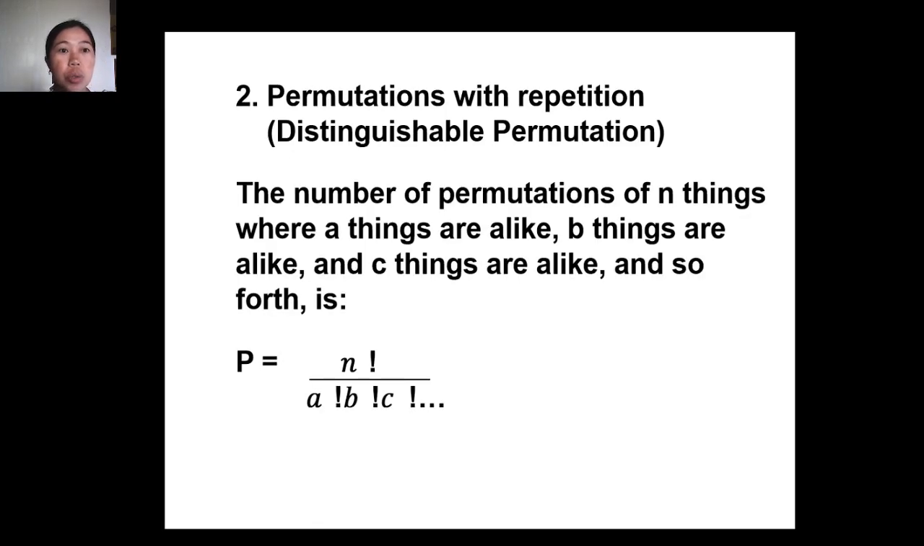Okay? Let's proceed to the second permutation, which is permutations with repetition. So, yung may nauulit. Distinguishable or tinatawag din natin siyang distinguishable permutation. So, ano ba itong permutations na ito? The number of permutations of n things where a things are alike, b things are alike, c things are alike, and so forth. So, ibig sabihin, dun sa given objects mo, merong mga objects na magkakapareho.